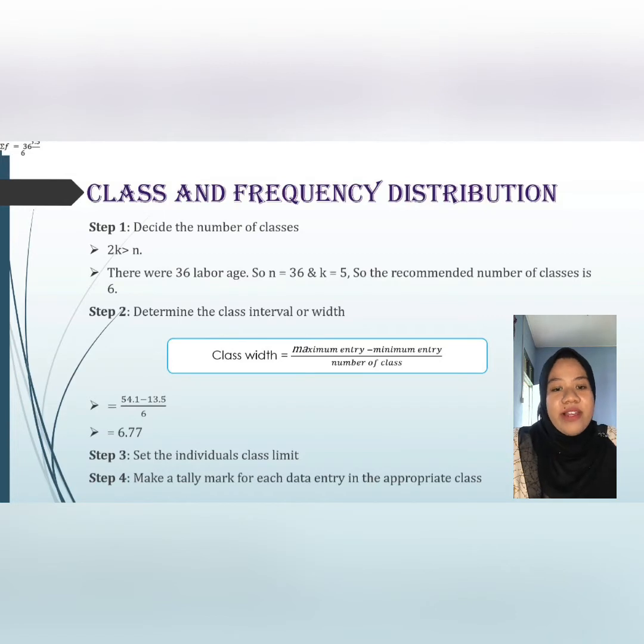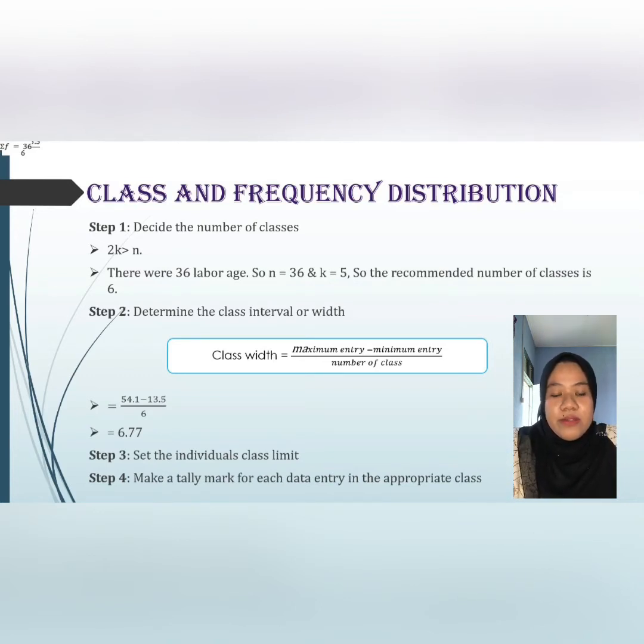Okay, step 1, decide the number of classes. To decide the number of classes, we need to use the formula. The formula is 2^k is bigger than n. There were 36 labor age, so n equal to 36 and k equal to 5. So the recommended number for the classes is 6.